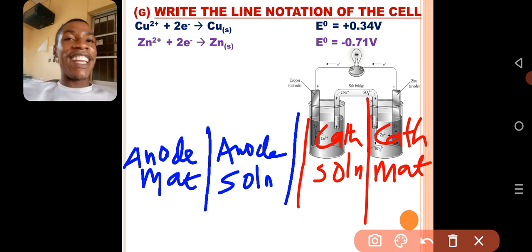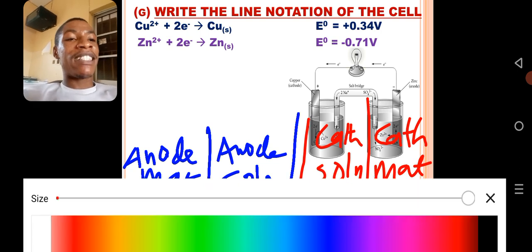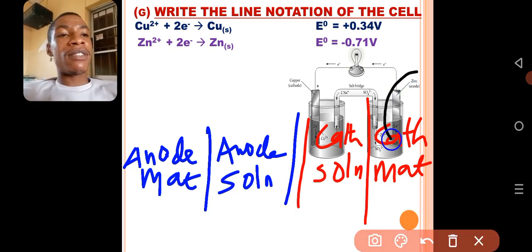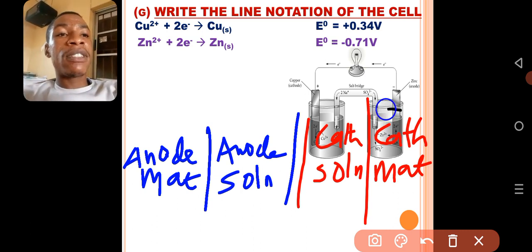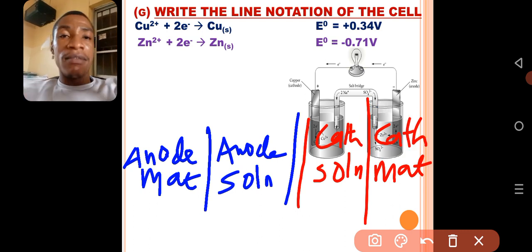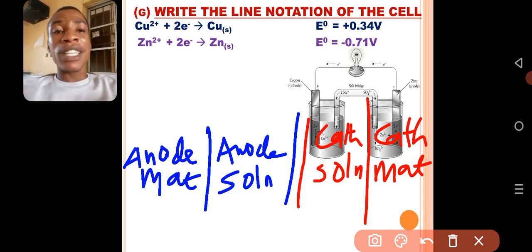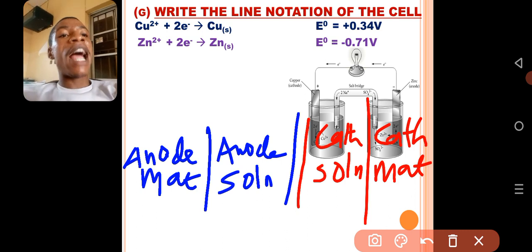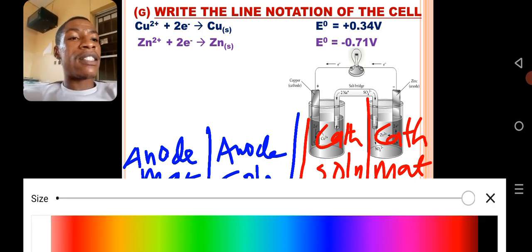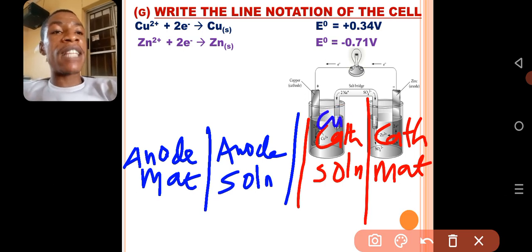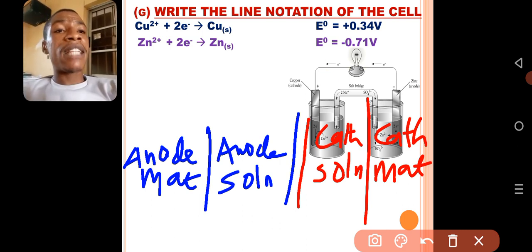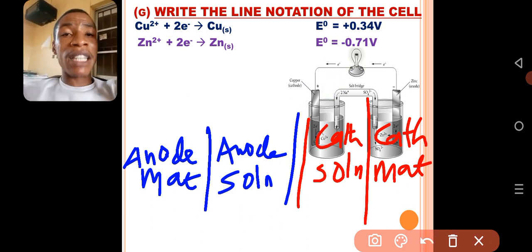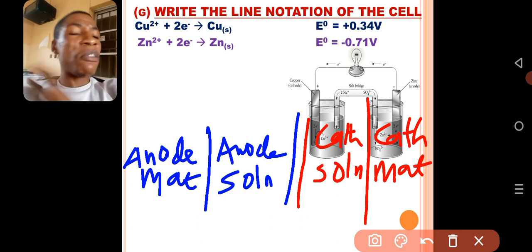Very, very easy. In the case of this question that we are doing, the anode material is zinc, zinc metal. The solution of the anode is zinc ion. Then our cathode solution is a copper ion, Cu2 plus, inside our cathode solution. Then what is the material that the cathode is made of? That is copper, so that's copper metal. So that is the formula, very easy.